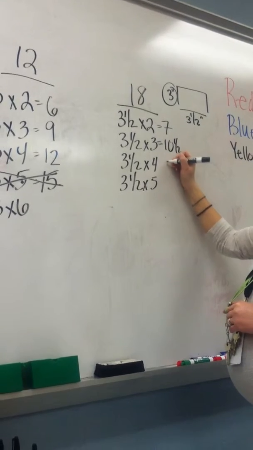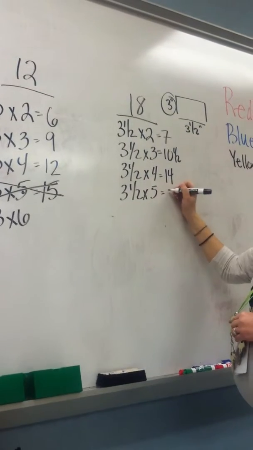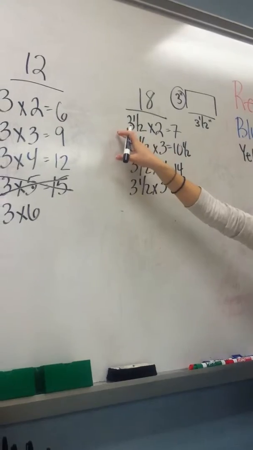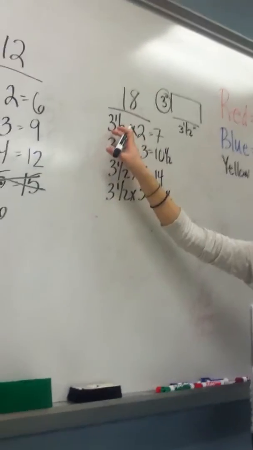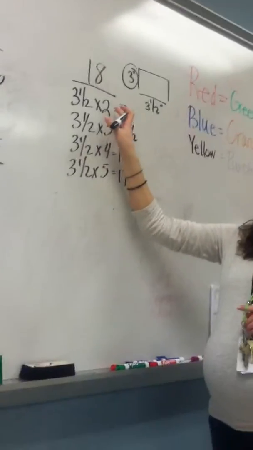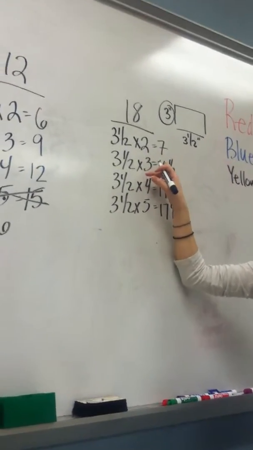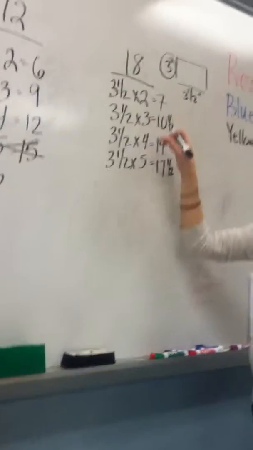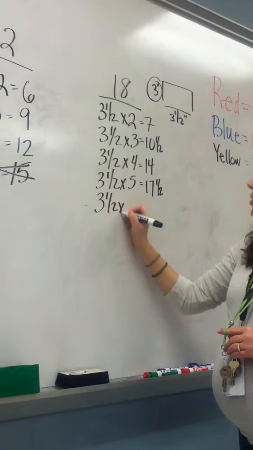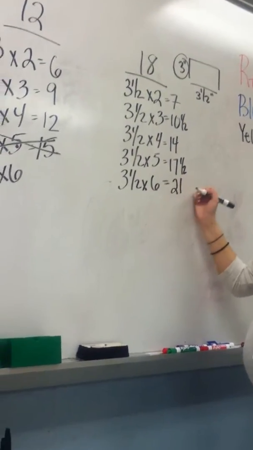How did you get that? Hold on just a second. No, because 3 plus 3 is 6, and then half plus half equals 1. Because 3.5 and 3.5 equals 7. And then once you get to this point, you can just add another 3.5. So 3.5 would be 10.5. Plus 3.5 would be 14. Plus 3.5 is 17.5. Plus another half, 18.